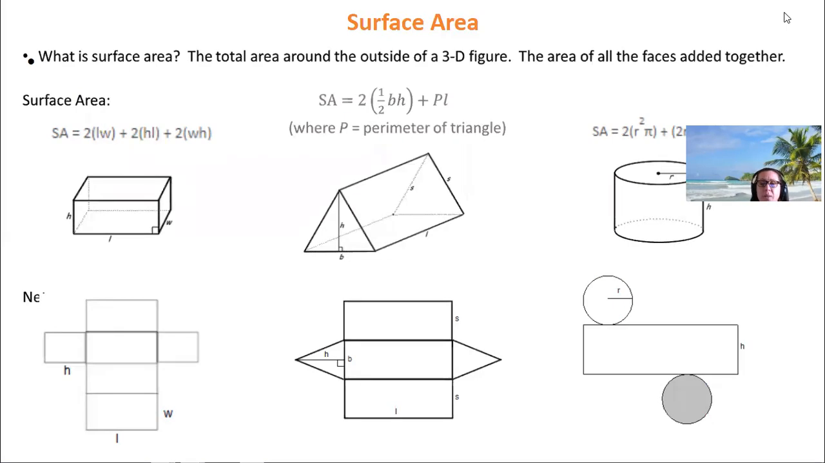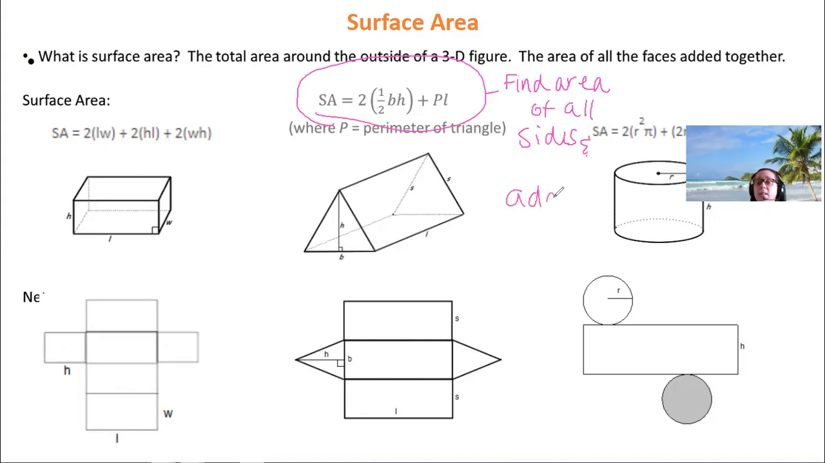And I gotta tell you, if I'm looking at this formula and it's a little confusing to me, if that's confusing, don't worry about it. We're just gonna find the area of all sides and add. That's kind of what you're doing. Finding the area of all the sides and then adding them together.